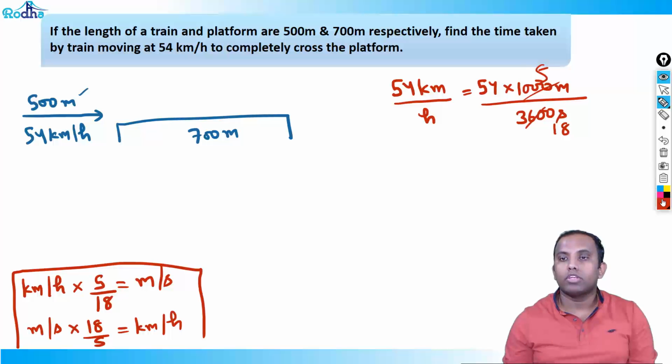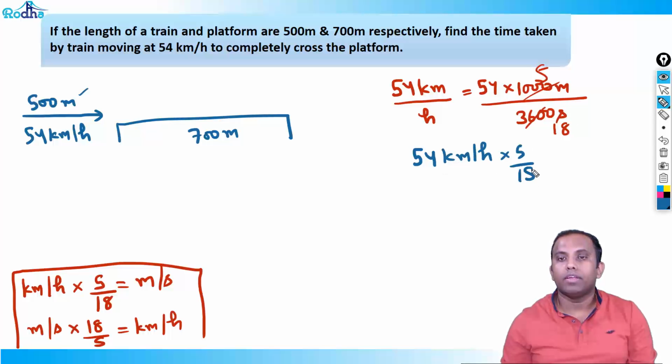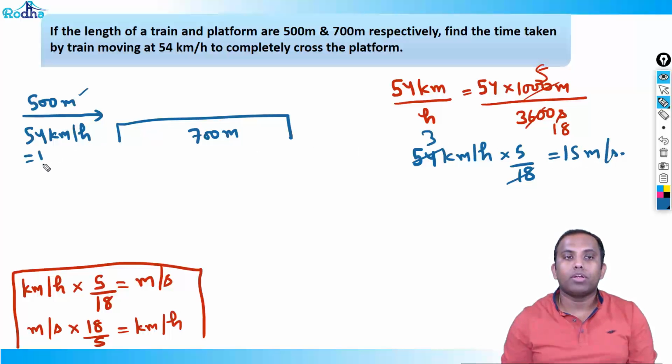So here also I can change this one, 54 kilometer per hour. So 54 kilometer per hour into 5 by 18. 18 cancels 3 times, so it is 15 meter per second. That means the speed of train is actually 15 meter per second.